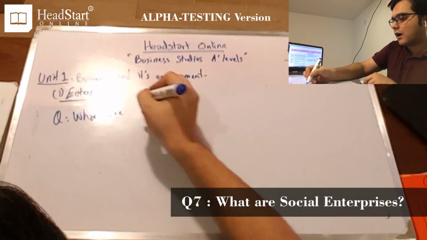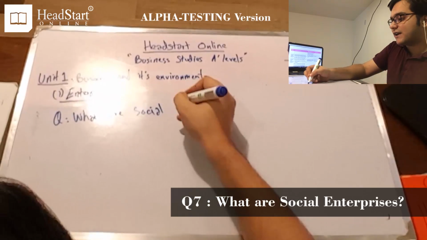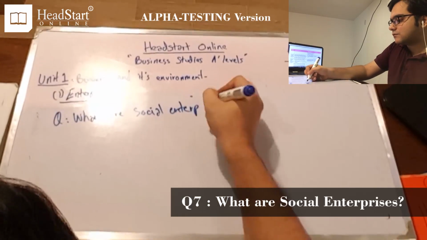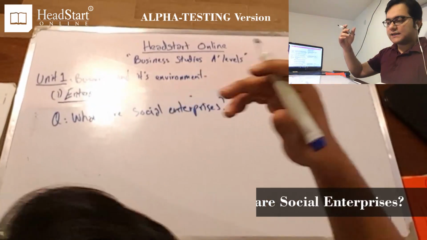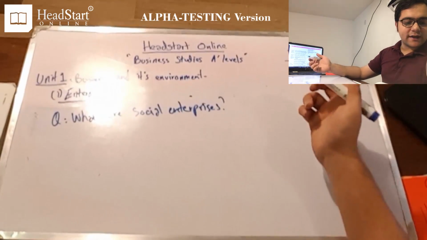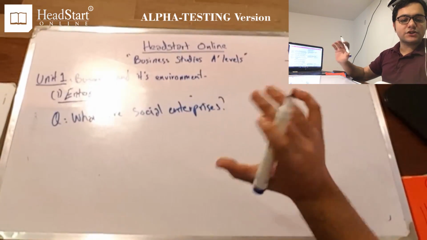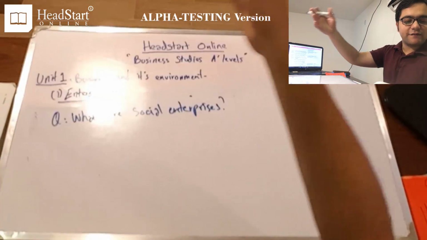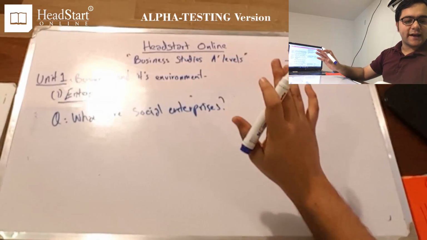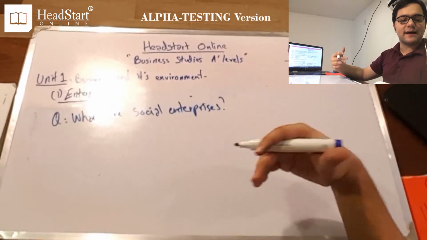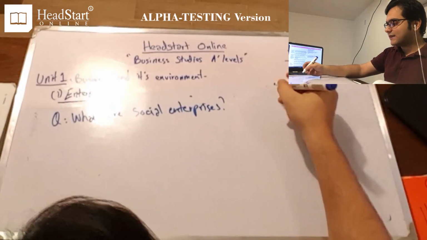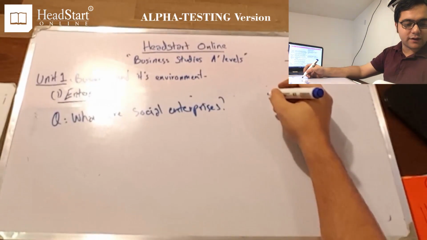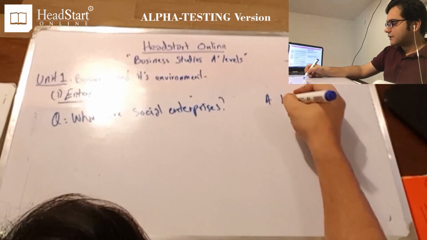What are social enterprises? Now, let's look at a definition. A social enterprise is a business with mainly social objectives that reinvests most of its profit into benefiting society rather than maximizing returns to its owners. Let's write this down. It's slightly tricky to understand, but it's not exactly very difficult.